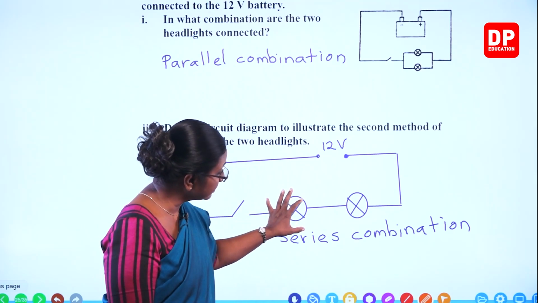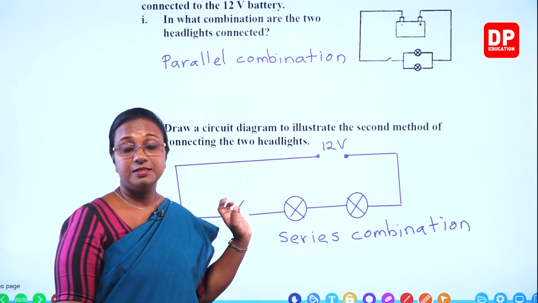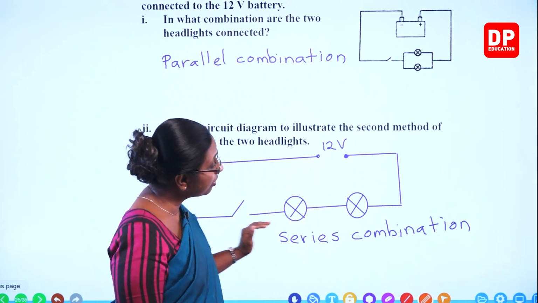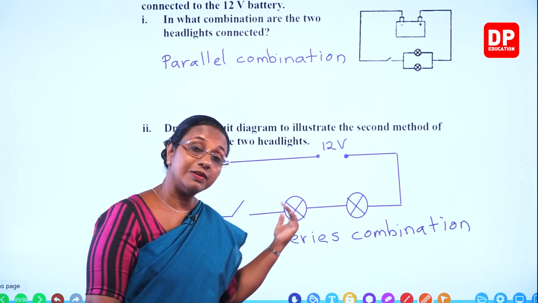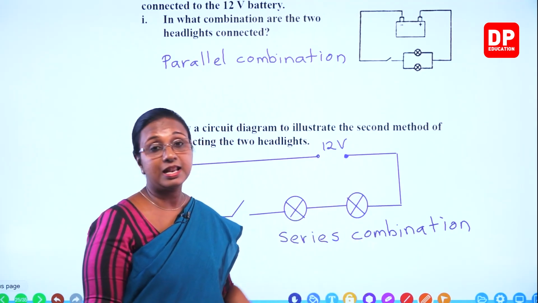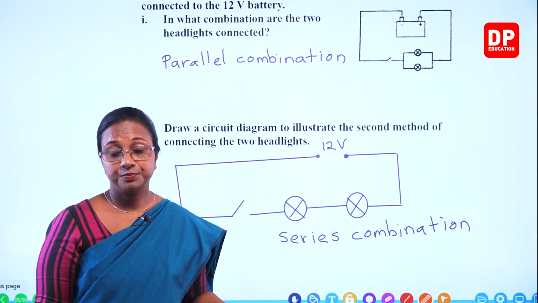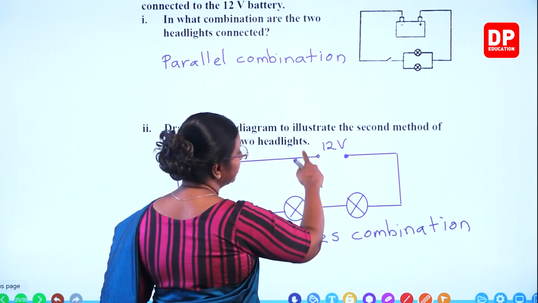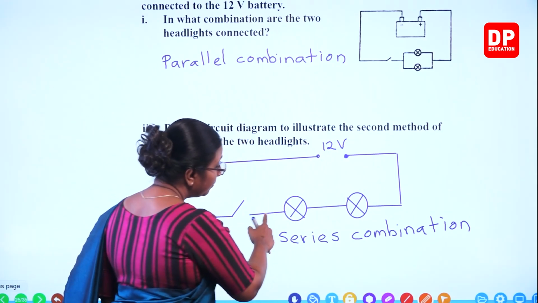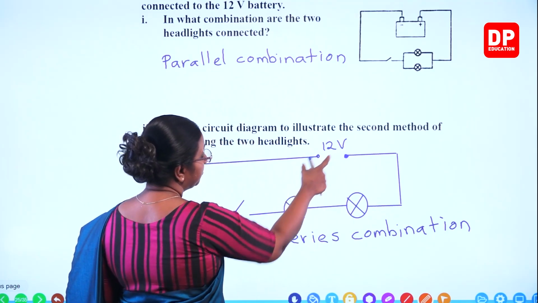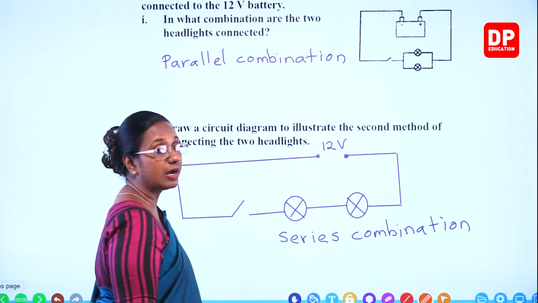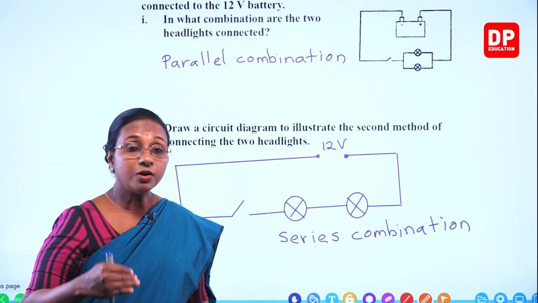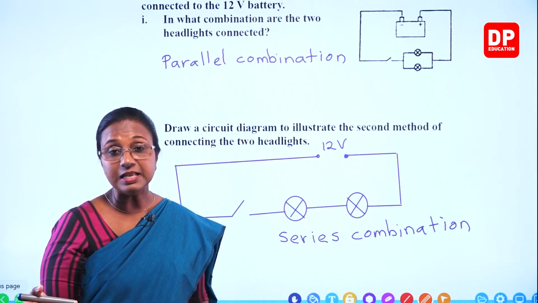But if, let's say, this bulb burns off, then what happens? The circuit will not be complete. So current will not flow through the circuit. The other headlight also will not work. At the same time, now you have the potential difference here. When it is a series combination, the potential difference is divided among the two headlights. So accordingly, the current flow will be less.